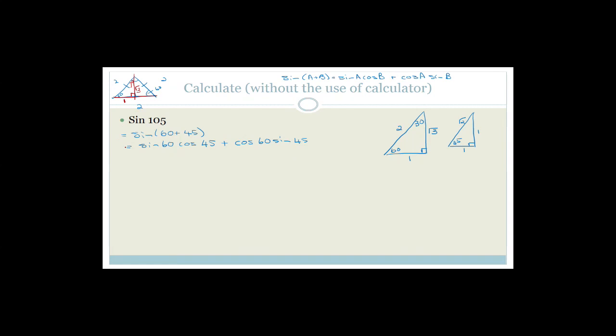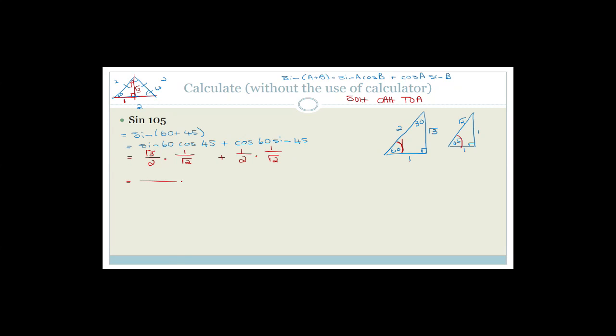Okay, so now let's pop these numbers in. I'm just going to keep the same color. So sine of 60. Remember, we need SOHCAHTOA. So we're going off sine of 60, right? So sine is opposite over hypotenuse. So that's going to be root 3 over 2. Cos of 45 is adjacent over hypotenuse. I'm just going to use this one, which is 1 over root 2. Cos of 60 is adjacent over hypotenuse, which is 1 over 2. And sine 45 is amazingly 1 over root 2.